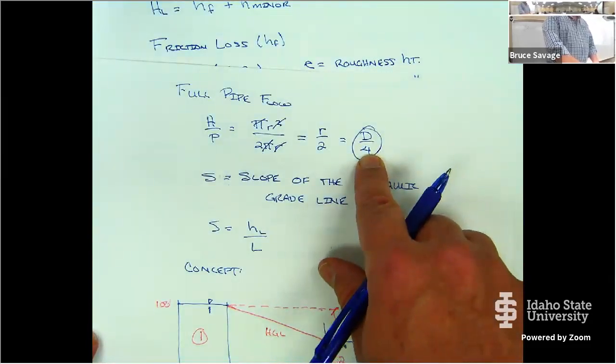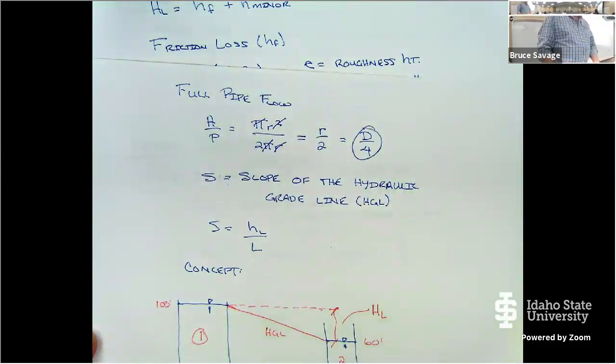Yeah. Aaron? So if we have a question on a test, you would give us the tables, get that information. Correct. I wouldn't expect you to memorize the Hazen-Williams coefficients.